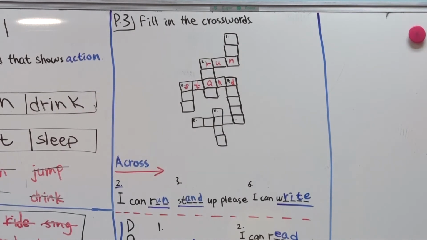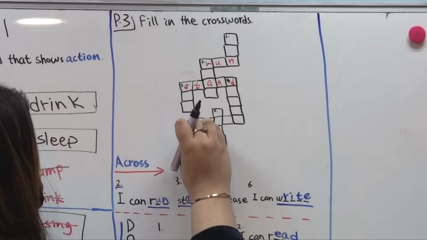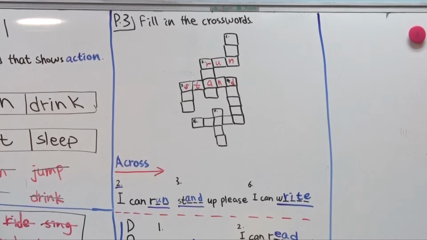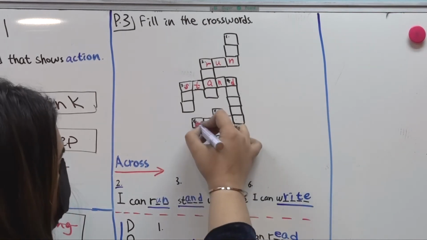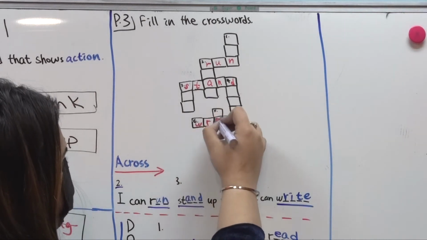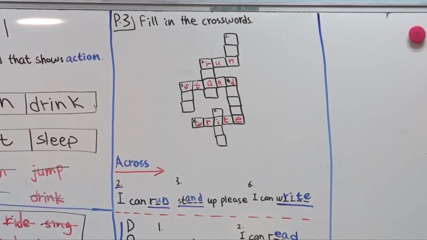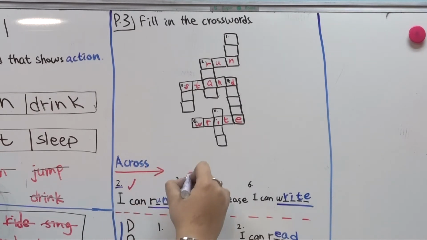All right. Across number 6. Across number 6 should be over here, right? So across number 6, I can write. The action is in front of you. That is write, right? So you write write on across number 6. Understand? So we have done this, we have done this, we have done this.